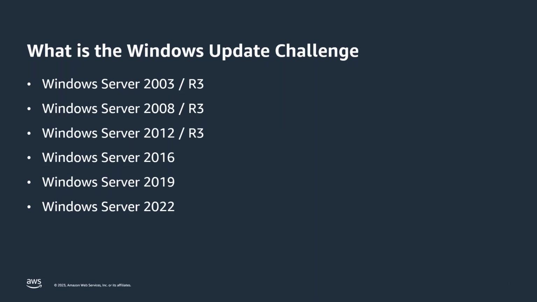So what is the Windows Update Challenge? No, this isn't the latest social media thing. What it is, is that Microsoft brings out a new server-based operating system every 2 to 3 years. Now, these operating systems typically have a support life of about 10 years. Once these operating systems do go end of support, the customer is forced to make some hard decisions.